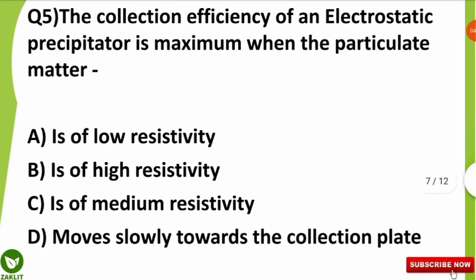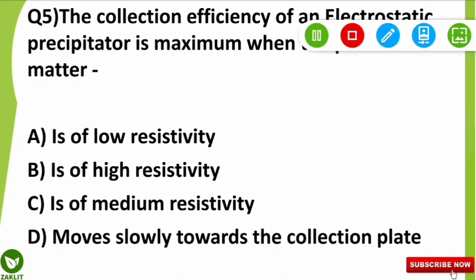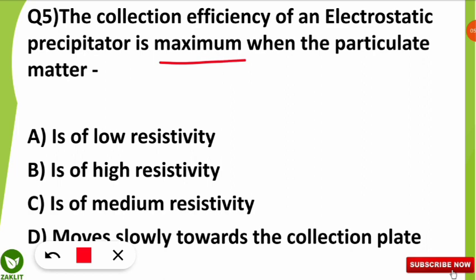The fifth question was, the collection efficiency of an electrostatic precipitator is maximum when the particulate matter is of what quality or what characteristics?